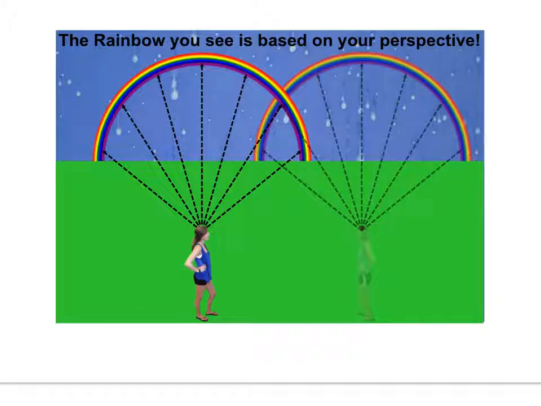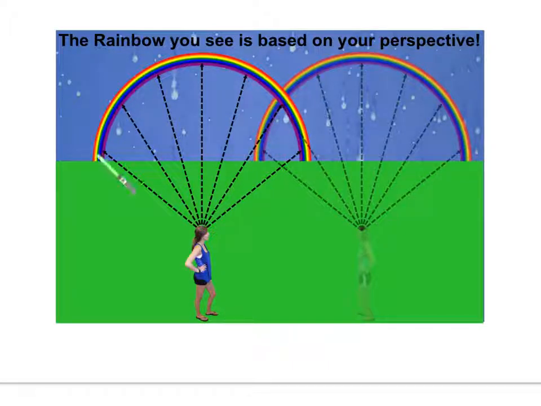If you're standing next to a friend and say, hey, look at that rainbow, your friend can look out to the horizon and also see a rainbow, but the rainbow they see is based upon their perspective. Everybody sees their own rainbow. And this idea leads to another common misconception with rainbows.